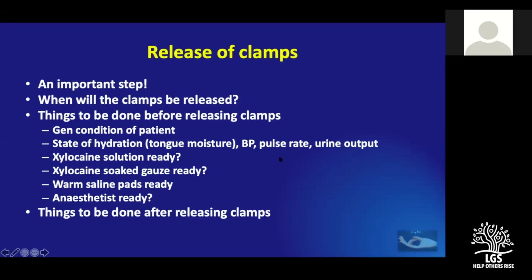Okay, so general state of hydration is very important. Is your Xylocaine solution ready? Remember, I told you after the anastomosis has been done, we need to wash with Xylocaine so that we anesthetize the nerve endings there to prevent spasm of the vessels. So Xylocaine solution ready, Xylocaine soaked gauze ready to keep over it, because there may be a small leak which should also be taken care of. Warm saline pad should be kept ready over the anastomotic area.